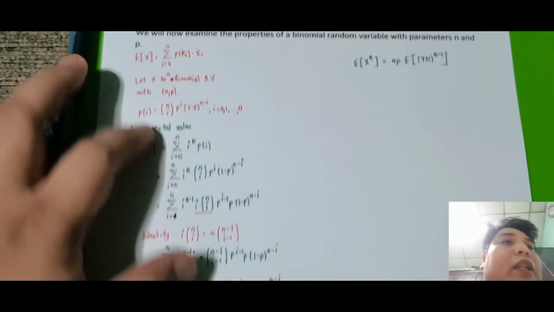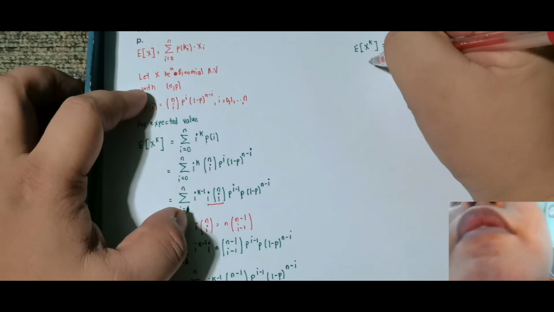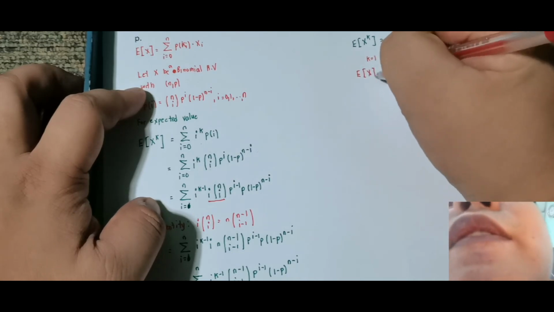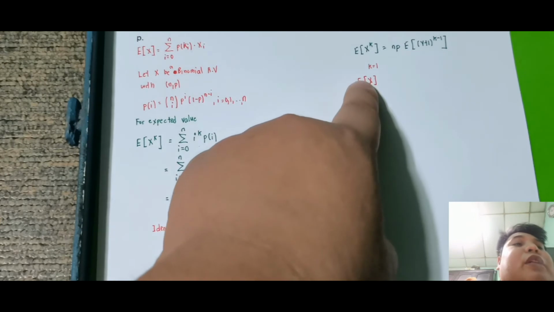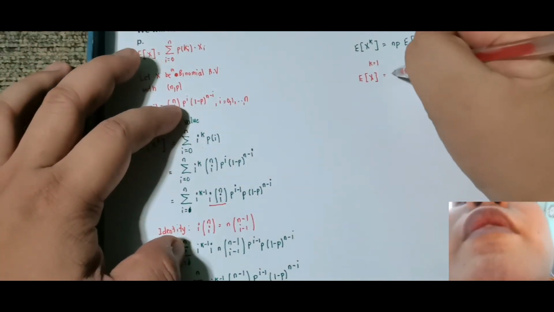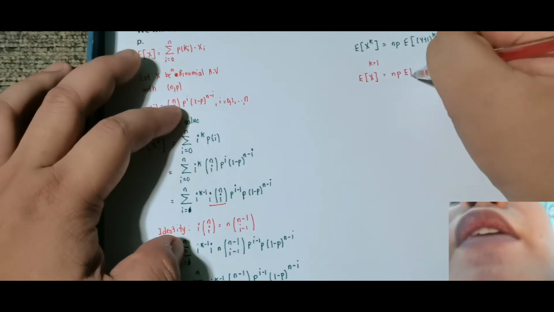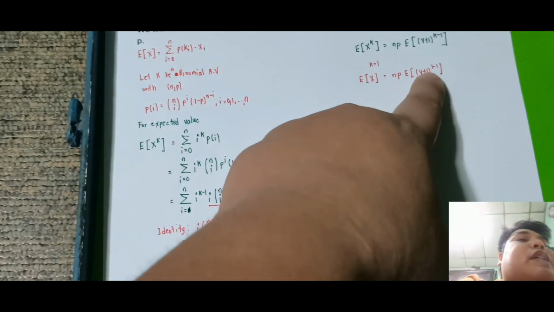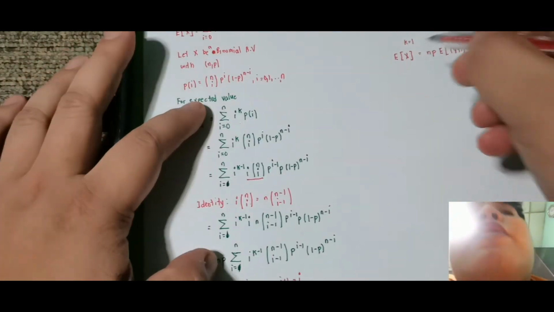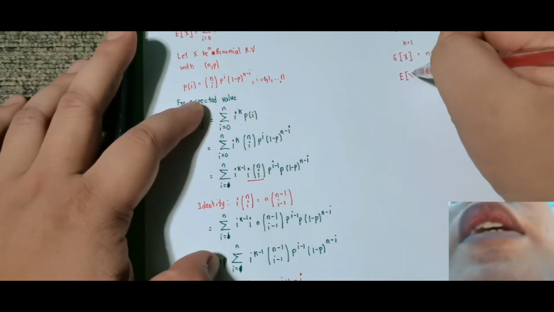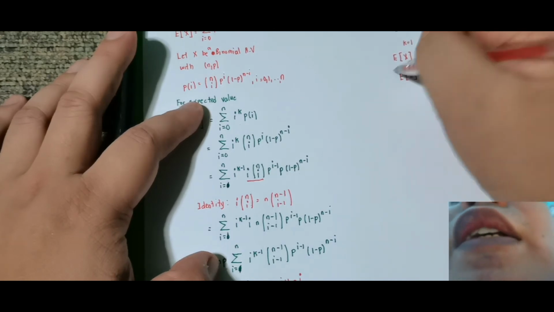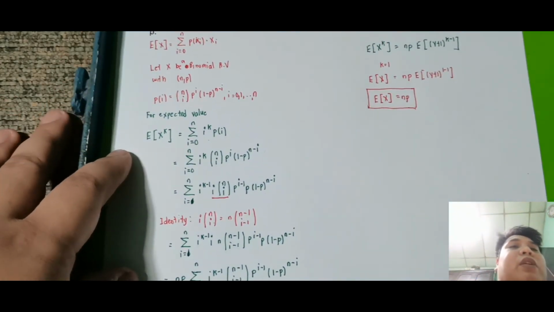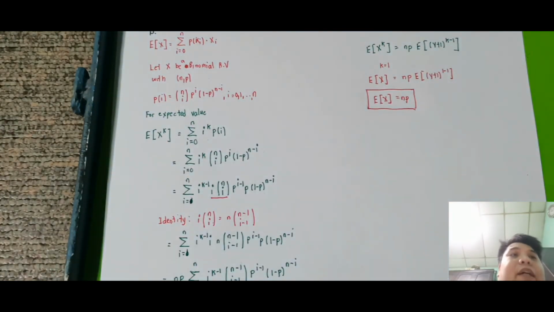Tandaan yun. So, now we are ready to find the value. If we let k is equal to 1, this is just the expected value of x. So, this is equal sa n taken p, expected value ng y plus 1 raised sa 1 minus 1. Obviously, y plus 1 raised sa 0 is 1, so expected value ng constant is just 1. Meaning, the expected value of x of a binomial random variable is just n times p. Para makuha mo yung expected value ng isang binomial random variable, imumultiply mo lang yung kanyang parameter.